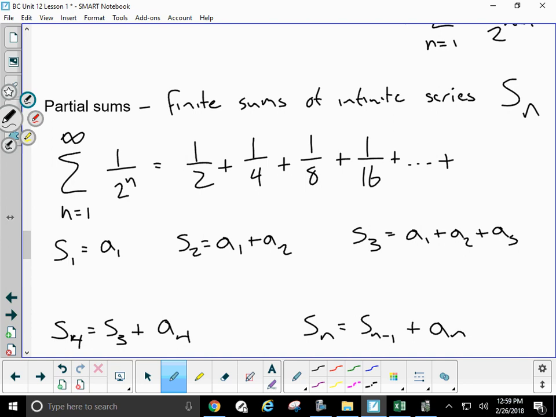Okay, and we don't have a calculator, but we can have a general idea of what's going on when I continue to add these numbers together by finding these partial sums by hand. And these are to help understand if we are converging or diverging.